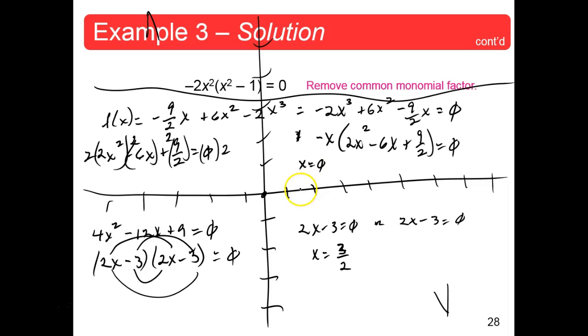And 3 halves is right there in between 1 and 2. 1 and a half. But that's a double 0, right? Which means what? It is going to cross or doesn't it? A double 0. Yeah, if it's even multiplicity, which you pointed out to me, it's not going to cross. This is a single, so it's going to cross.